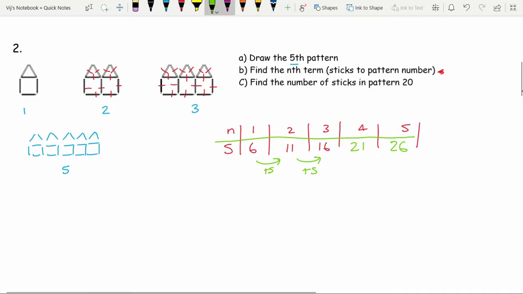So now, again, we've not finished because we need to find the nth term. So again, I'm looking at the difference, which is 5. So I've got 5n. And then what do I need to do to get from 5 to 6? Well, I need to add 1. So then the nth term is 5n plus 1.